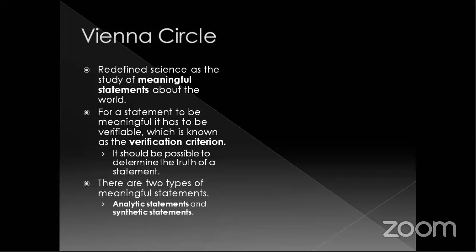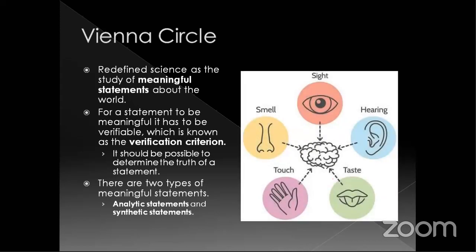And there are two types of meaningful statement. One analytic statement, another synthetic statement. I'll talk about this later. Here you are. Everything that we get is from these five senses: sight, hearing, taste, touch, smell. No other way you can get your knowledge. And it must be based on meaningful statements, and it must be verified. The truth of the statement must be verified.